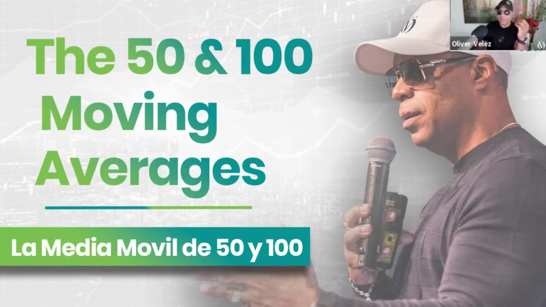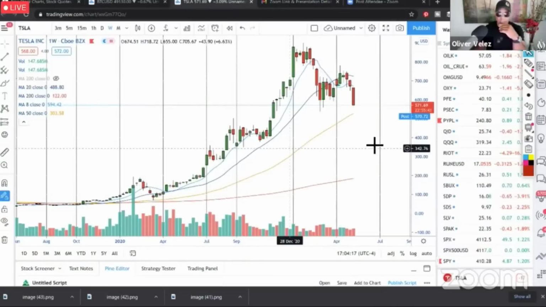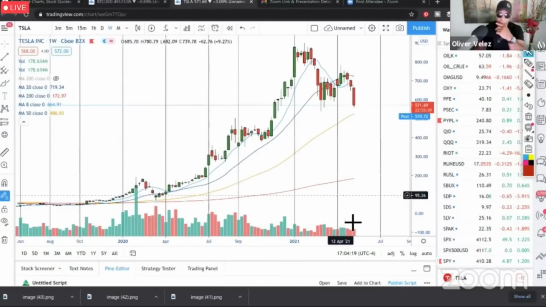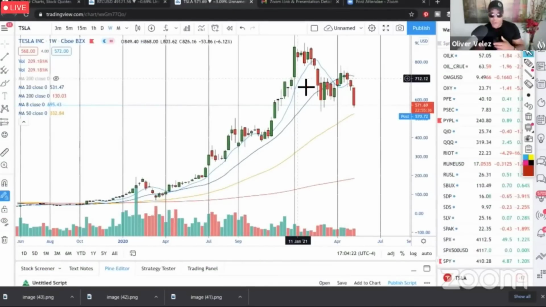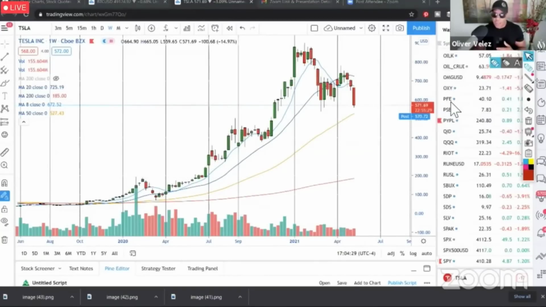We have not just the 8, the 20, and the 200, but what if you're more medium term? So let's take a look at Tesla. Okay. So this is a weekly chart of Tesla. Every bar represents 1 week of trading. Now, notice the 8 period moving average. Notice how for a while, your trend in the stock is acting off of the 8. You see, that's when it's at its most powerful.